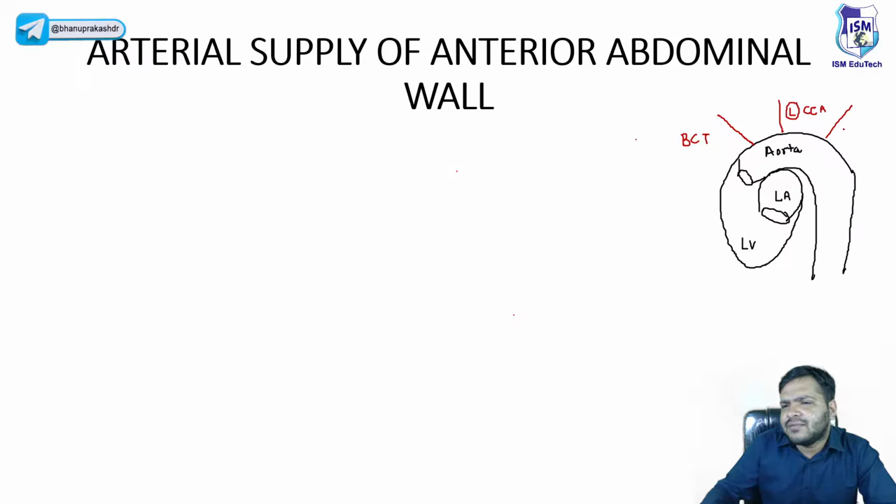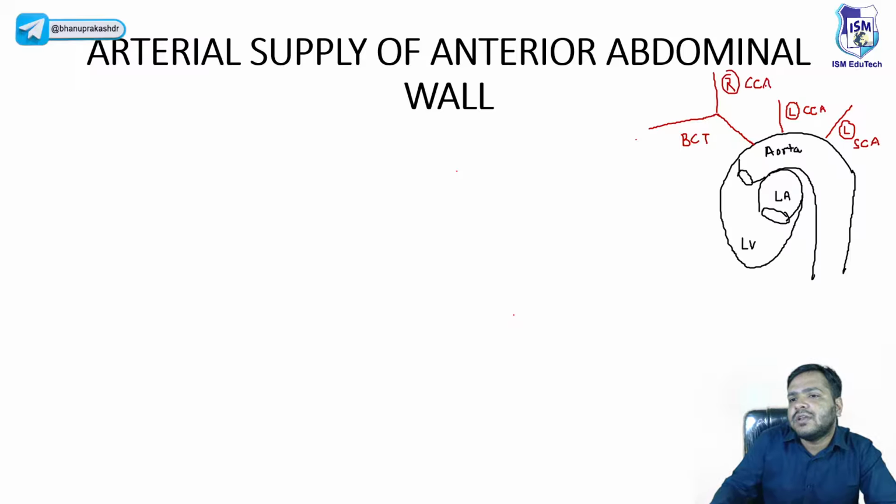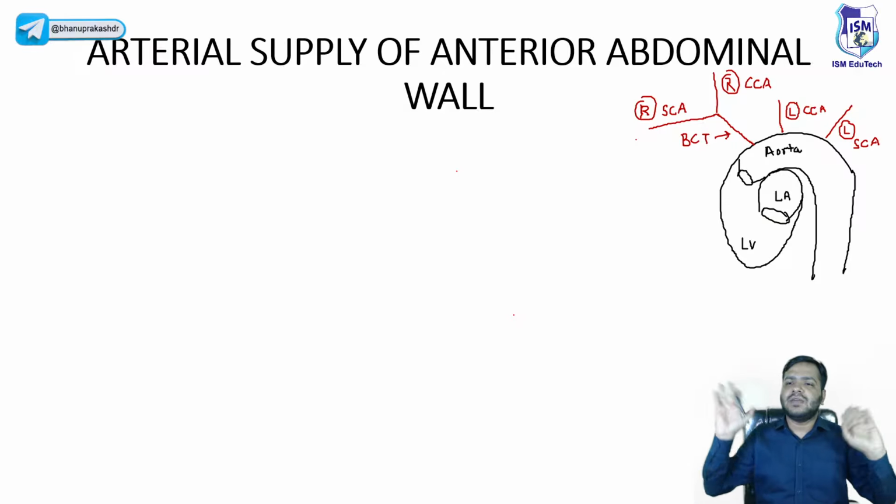Just a line diagram, guys. Nothing special I'm drawing. And left subclavian artery. So this brachiocephalic trunk also divides into the right common carotid artery and the right subclavian artery. So brachiocephalic trunk ही हो क्या, और it is again bifurcating.